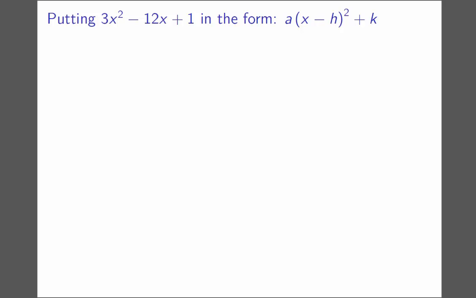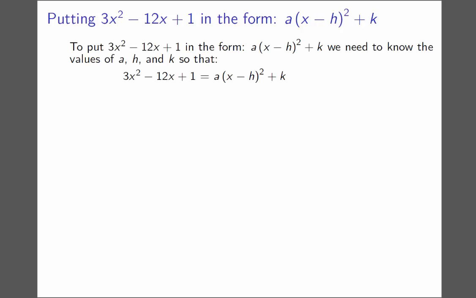To finish our problem, we need to put 3x² − 12x + 1 in the form a(x − h)² + k. Remember that the reason we want to put it in this form is so that x is only showing up one place and we can solve for it.